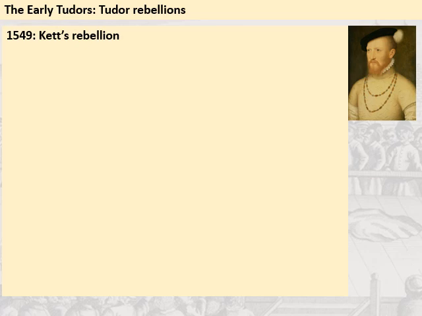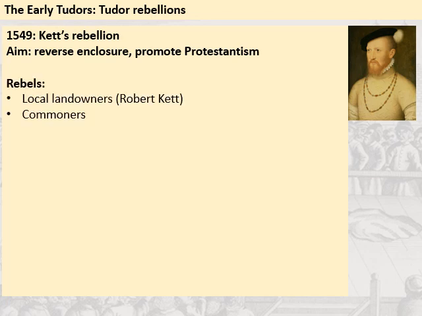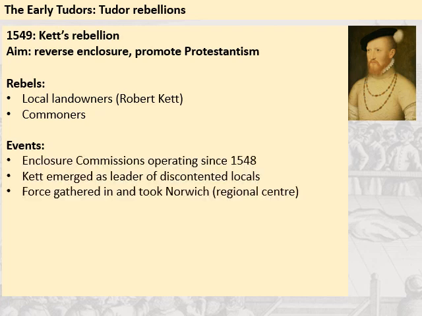So weeks later, in the other side of the country in East Anglia, Kett's rebellion attempted to reverse enclosure, but also had a religious twist to it, but this time looking to promote a reformed religion. Again, commoners are involved here. This is primarily an economic revolt, but they're also led by a local landowner. So again, we have the importance of the gentry, of local gentry in rebellion. It's Robert Kett who gives his name to this rebellion.